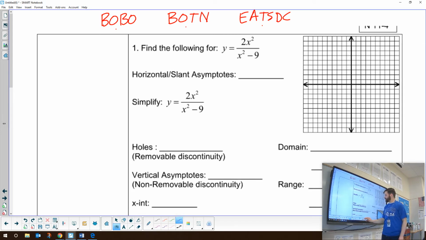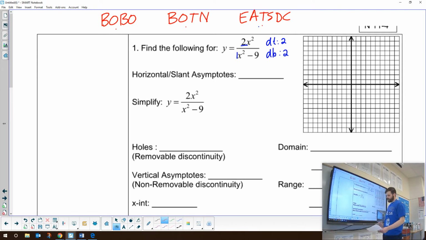So for this one, we're going to say, okay, my degree on top is 2. My degree on bottom is 2. So degree on top is 2, degree on bottom is 2. Okay, so that shows me that this one's going to be an EATS DC problem. So we need to divide the coefficients. My coefficient for the top one is 2. My coefficient for the bottom one is 1.